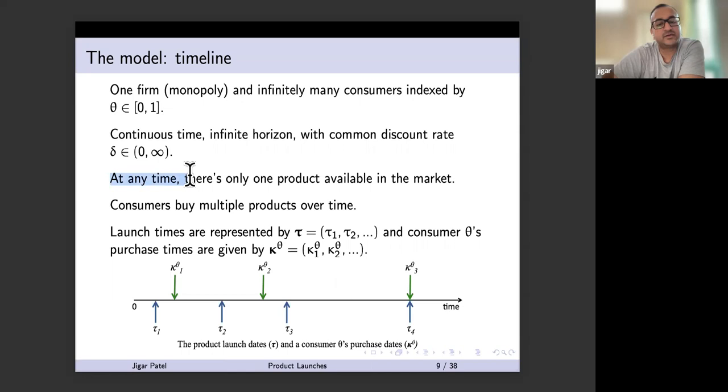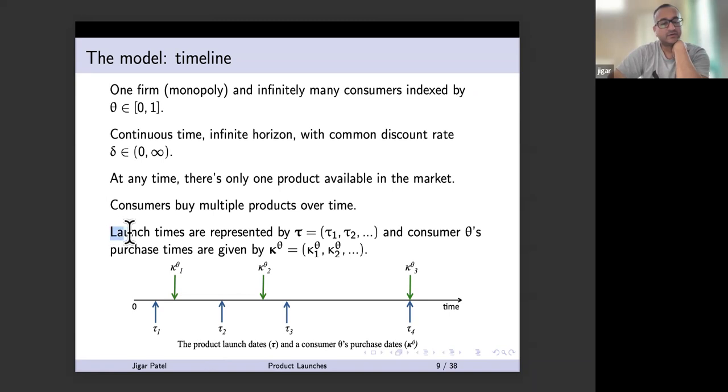At any time, we assume that there is just one product available in the market. As soon as a newer product is launched, the older product is phased out. This is just for simplicity, since even with a reasonably simple model it becomes quite intractable very quickly. We generalize some of these things later, so just bear with me for the assumptions. Consumers buy multiple products over time, which is how things work. People buy multiple cars over time, multiple phones over time, and such.